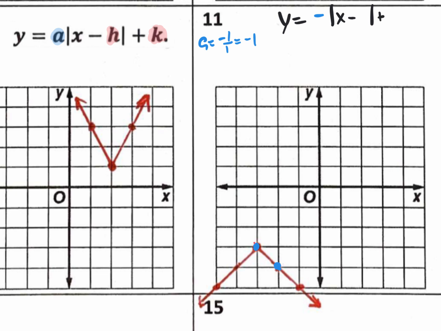And then the vertex itself, that location, is 1, 2, 3, 1, 2, 3. So negative 3, negative 3 is the vertex, which means that our h is negative 3 and our k is also negative 3. So you're going to plug in the negative 3 right in there and the negative 3 right there. Simplifying it, it would be y equals negative absolute value x plus 3 minus 3.